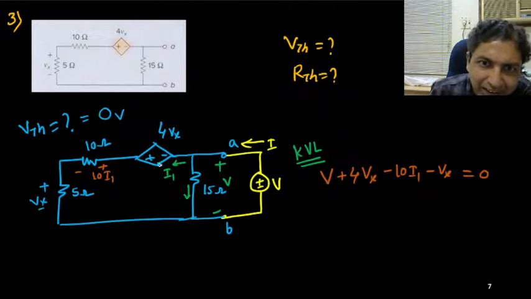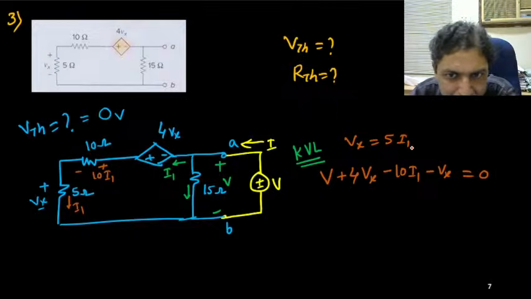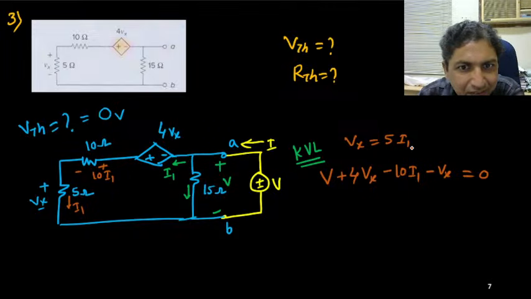Now we can see that if this current is I1, this current is also I1. So what is the Vx? Vx is nothing but 5 times I1. So I can write Vx is nothing but 5 times I1. Okay. So I need to use one equation that I am considering here.